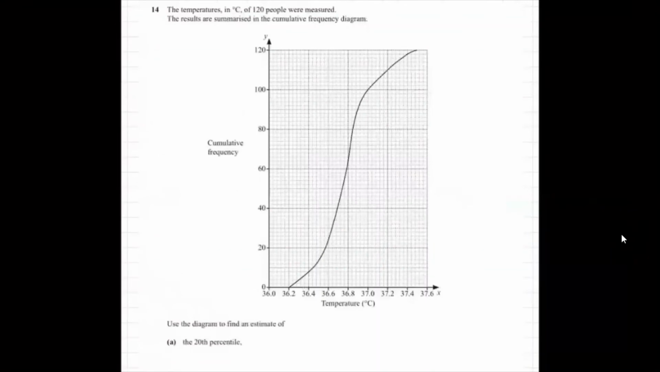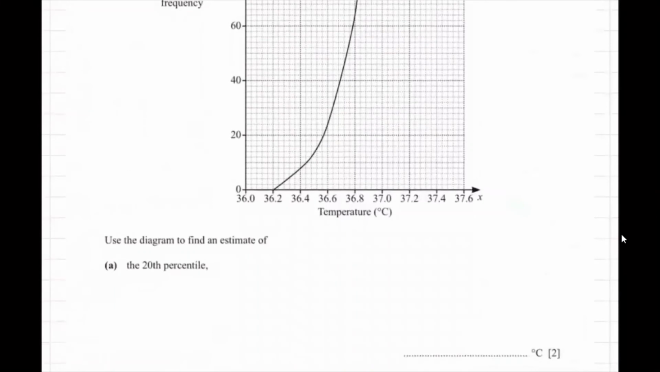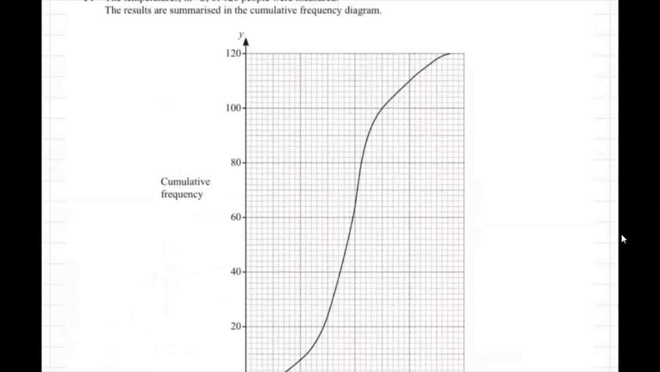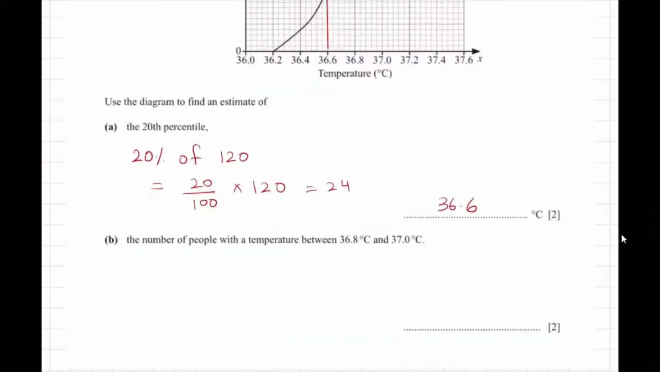Next question. Okay, the temperatures are measured, and this is the cumulative frequency graph. They are saying to estimate the value of 20th percentile. 20th percentile means 20% of your y, which is 120. So 20% of y is, we have 20 divided by 100 multiplied by 120, which is equals to 24. Now let's find the corresponding value of 24. So 24 is here. I will be finding the corresponding x value, which is 36.6.